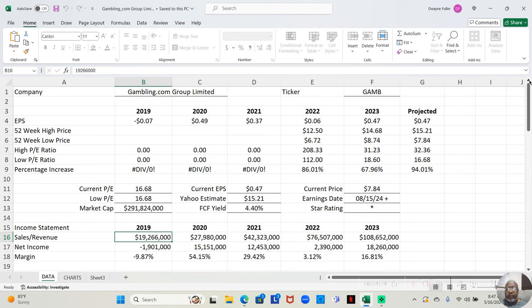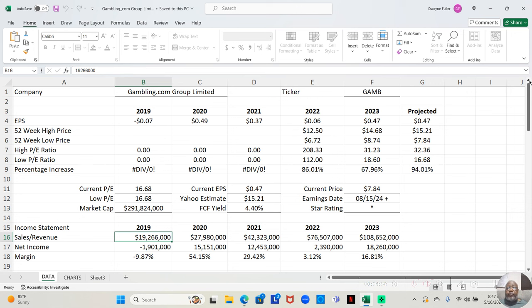But they jumped back up in 23. In 23, they were 47 cents a share. And so far in 2024, they're projected to be at 47 cents a share as well. This could drop a little bit, it could move up, it could stay the same, but so far they're projected at 47 cents a share.